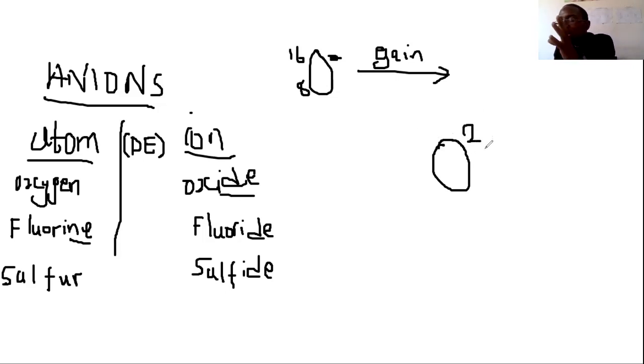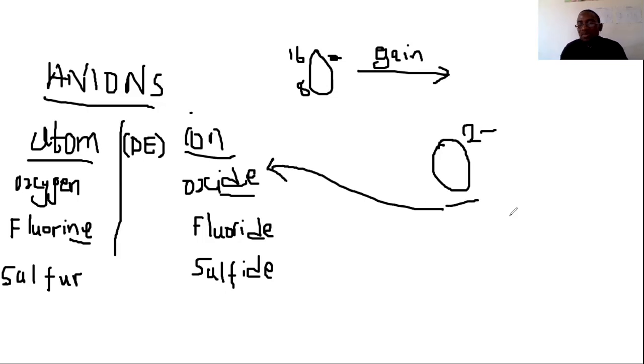Then is it on the metal side or on the non-metal side? It's on the non-metal side, correct. Now, what is the charge for non-metals? The charge is negative, correct. So you put negative. So this now is called oxide. It's no longer oxygen because it has gained 2 electrons. Very soon we will look at how to find the PEN in ions. For now we just want to learn how to write.